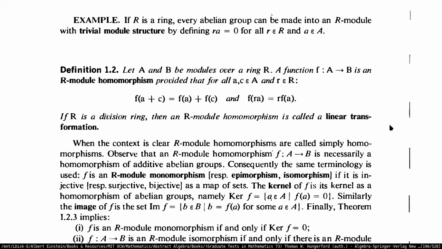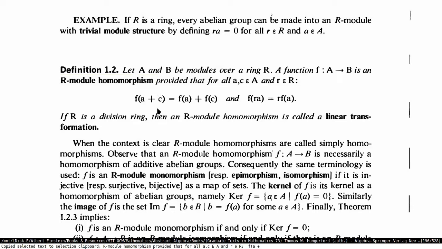Okay. So we define what a homomorphism from a module to a module looks like. You have two modules A and B over the same ring R. Then a function between these modules is an R module homomorphism if it satisfies these conditions. Essentially, this is like a linear transformation in a vector space, when the ring is a division ring and we get the vector space conditions. But other than that, it satisfies these conditions. If you apply this function to the addition of two elements of A, you get F(a) plus F(c), and F(ra) gives you rF(a), exactly how scalars and linear transformations work.